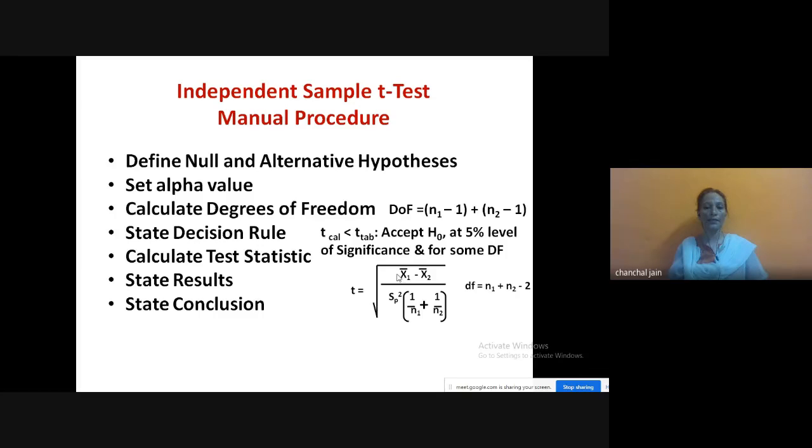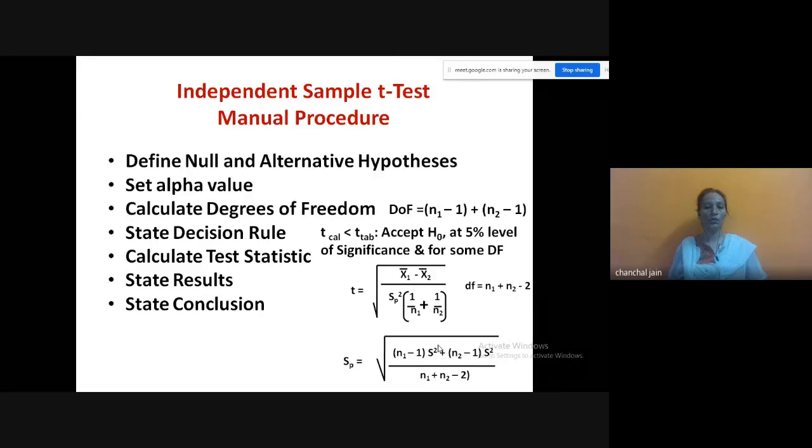So here x1 bar is the mean of the first group, x2 bar is the mean of the second group, n1 is the number of observations in the first group, n2 is the number of observations in the second group, and sp square is the pooled variance, meaning you have to calculate the merged sample or merged standard deviation. The formula for calculating that is ((n1 minus 1) times s1 square plus (n2 minus 1) times s2 square) divided by (n1 plus n2 minus 2). This way you can calculate the pooled standard deviation.